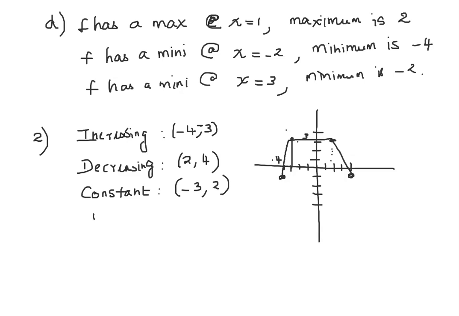And let's write the domain and the range. The domain is going to be -4 to 4, and the range is -1 to 3. So this is the range, it goes from -1 to 3, and the domain is -4 to 4.